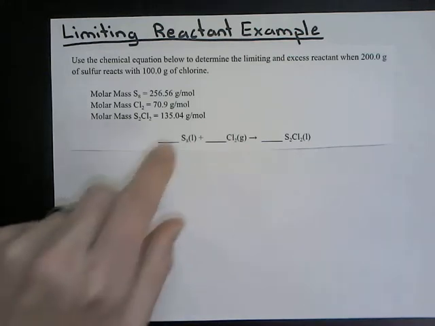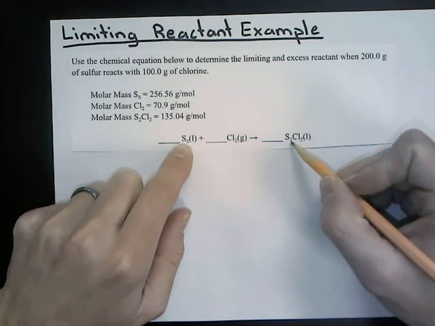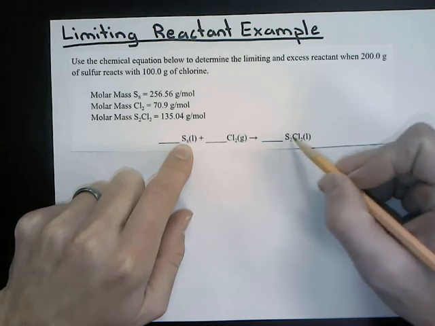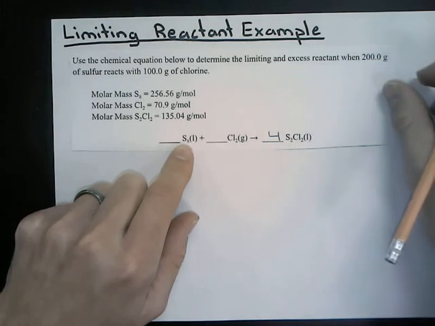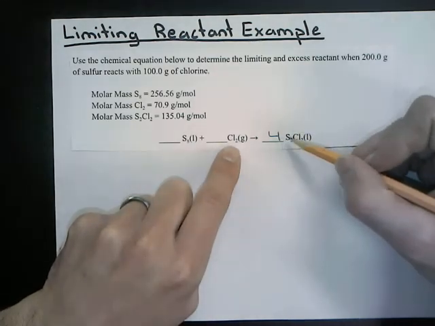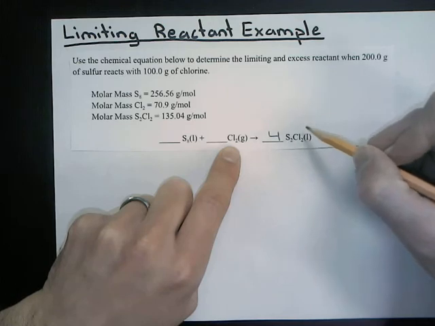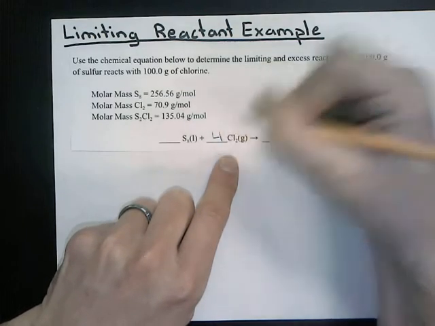So right now we have 8 sulfurs on our left, and over here on the right we have 2. So to get this right side up to 8, we need to put a coefficient of 4. Now we go to our chlorines. We have 2 on our left, and now we have 4 times 2 on our right, so we have 8. So we need to put a coefficient of 4.